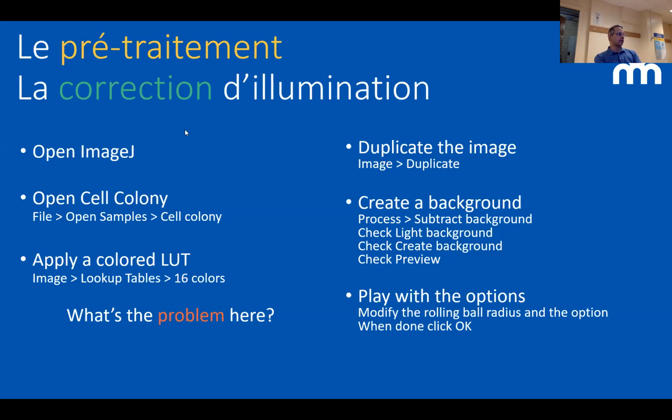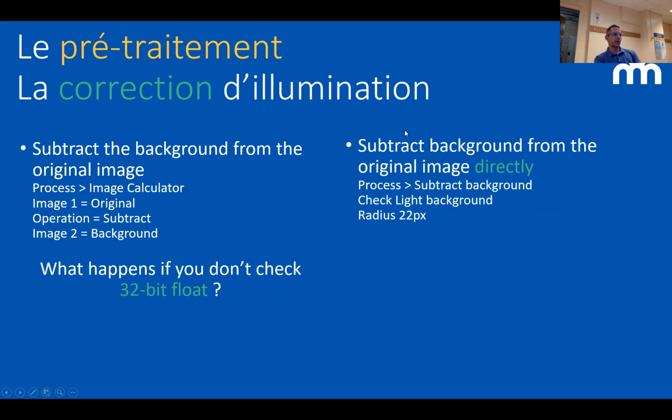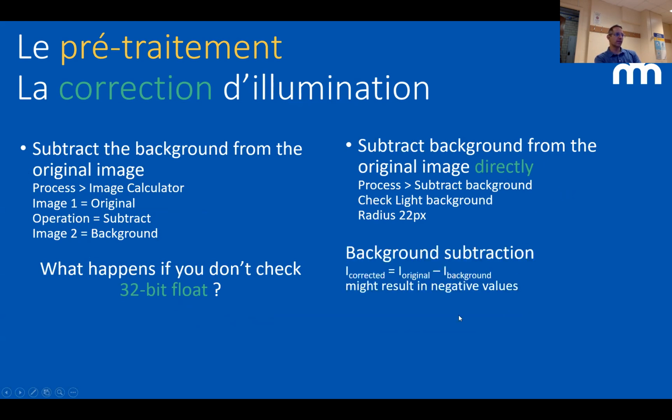So we did the illumination correction, a very important step. And I'm going to show you, these are the options. This we did. Also, I explained what is 32 bits bit depth float. And I also showed you that if you do it directly, then you don't have these negative results. If you do the background subtraction, where the intensity corrected equals the original minus the background, you might have negative results. That's why you use 32 bits.